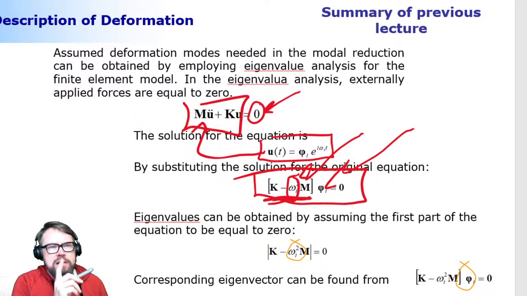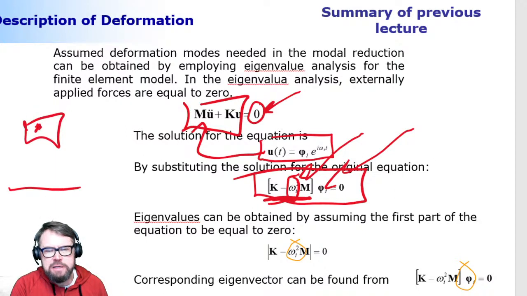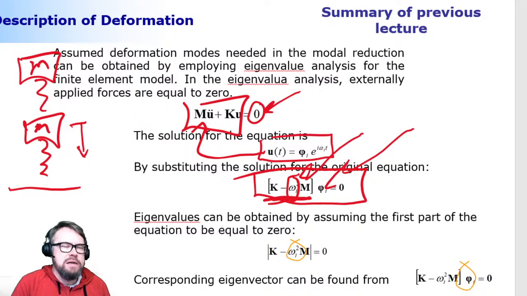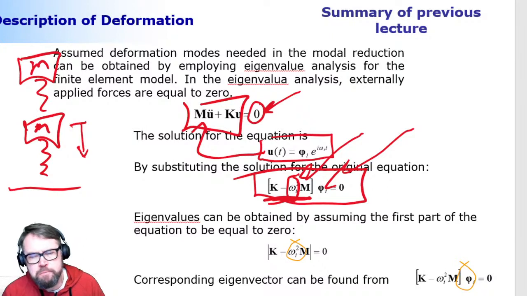What that means is that if you have a structure like this, which is a mass and a spring, this structure will have a certain natural frequency. And this natural frequency is associated with the motion when the mass is moving up and down. So if you have two masses, this will have two deformation modes. Remember this idea from finite element modeling, the same thing here.